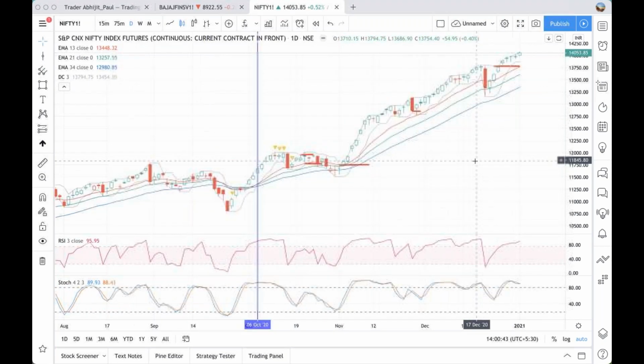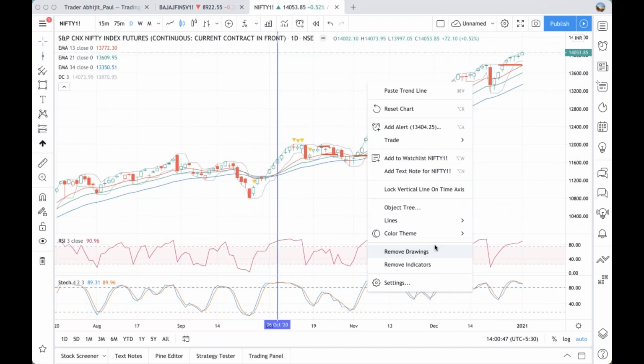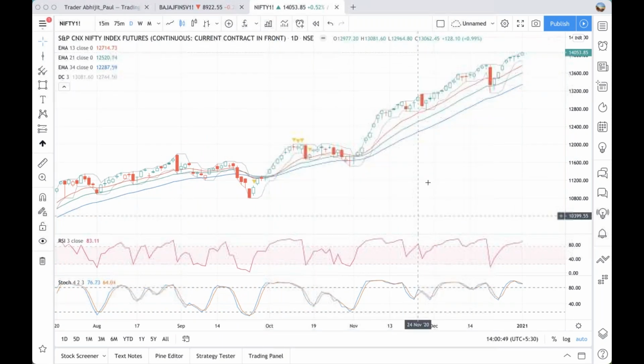So this is the Nifty daily chart. You can feel free to visually cross-check in all the different time frames. Okay, this was, I think, asked by Bodhisattva, if I'm not mistaken.